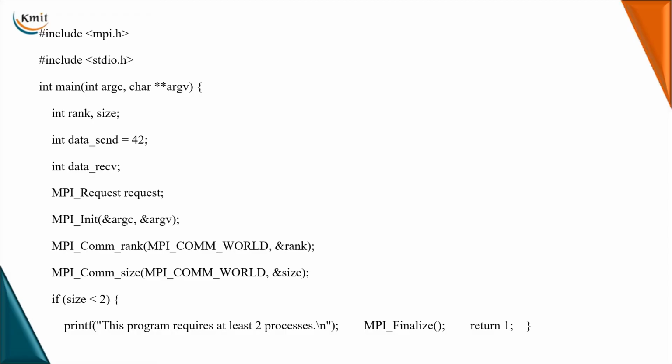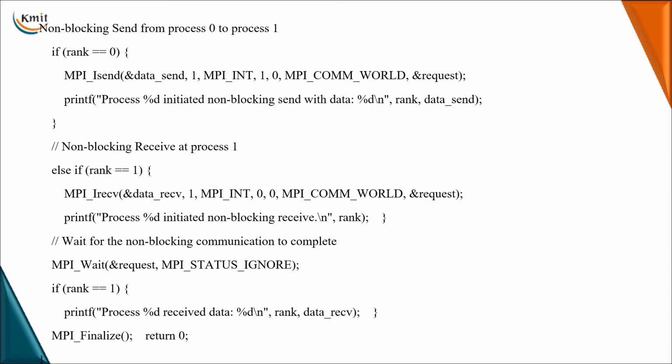Now, when you go for the actual program, how do you write it? This is your data send and data receive. This is your initial thing. The communication rank and size will be same. We'll actually see MPI send. So MPI send: the data you are sending, how many values you are sending, the data type, the destination, the tag of the message, the communication world, and this is ampersand request.